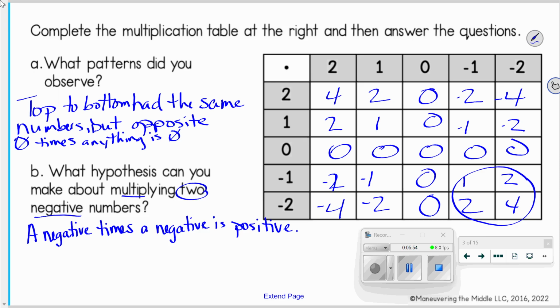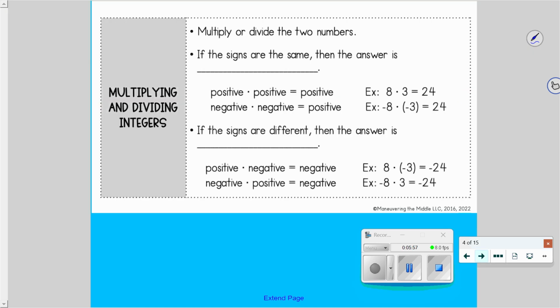Okay, good job on those. So let's talk about multiplying and dividing integers. This is what I call your fast operation.